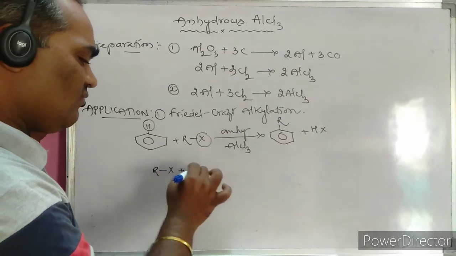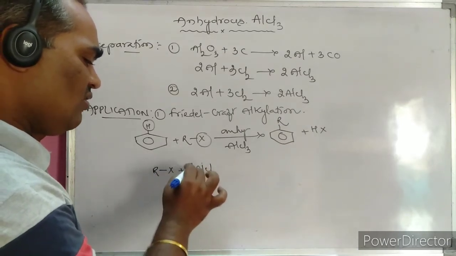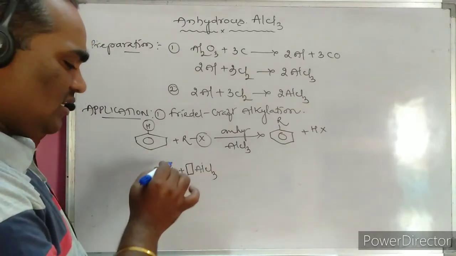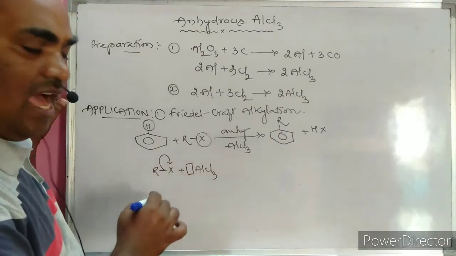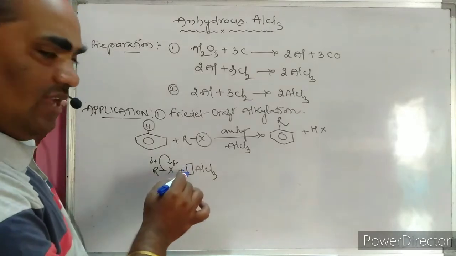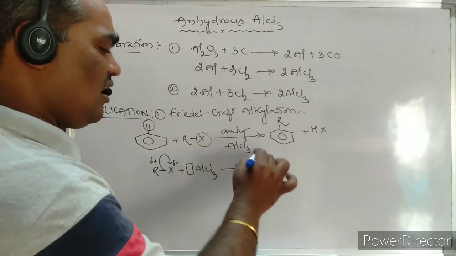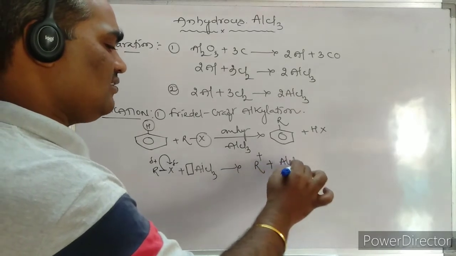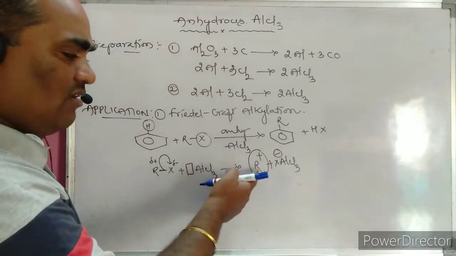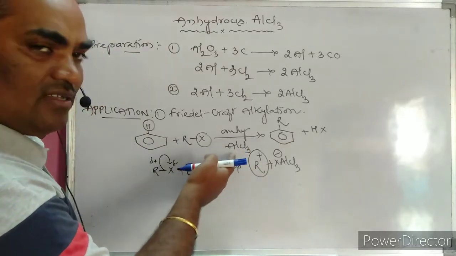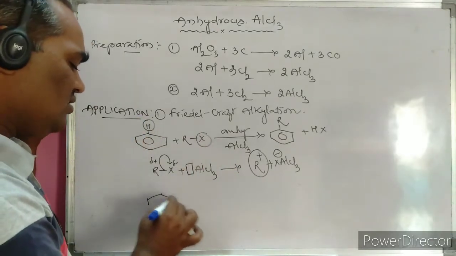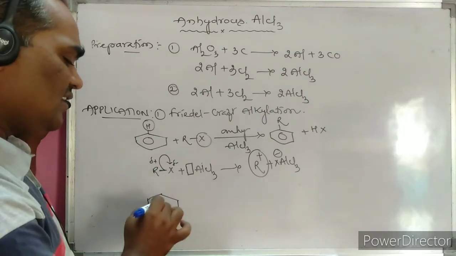What takes place between these reactants? Alkyl halide reacts with aluminum chloride AlCl3. We know well aluminum chloride is an electron deficient molecule. Here a polar bond is present, hence it tends to pull the electrons towards the halogen atom due to electronegativity. It gets partial negative and partial positive. Due to the electron deficiency, R plus, AlCl3 and X minus form. The carbonium ion generated with the help of anhydrous AlCl3 gets substituted on the benzene. That is the mechanism, and the importance is anhydrous AlCl3.